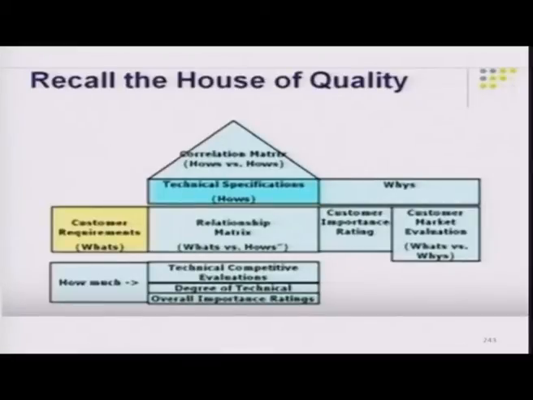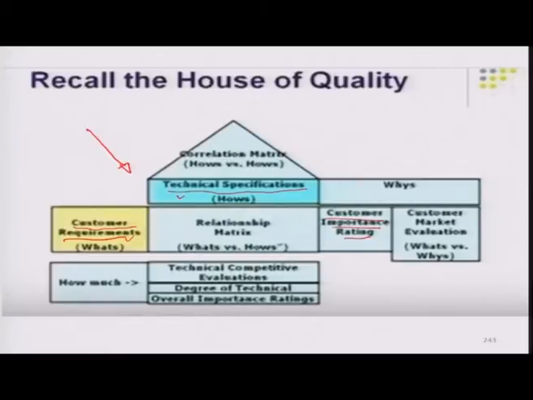So let's just expand the House of Quality matrix a little more. The whats are typically the customer requirements about a process or a product. The hows are the technical specifications which will take you to satisfying some of the requirements. The whys are the importance ratings. Not all the requirements may be as important to the customers, and there may be some variation in the level of importance. There must be some requirements which are the most important requirements.